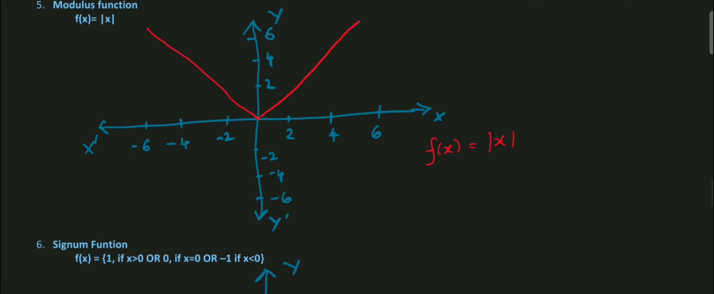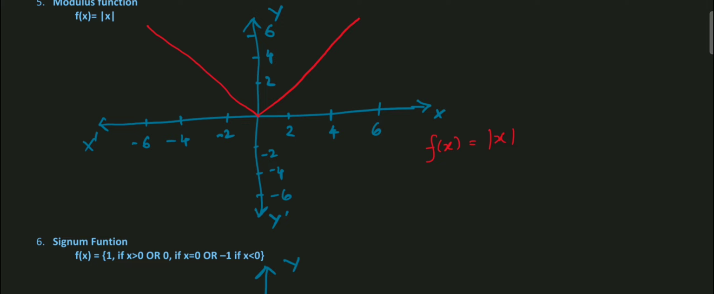Then comes the modulus function, where the sign of x will get removed. It will become positive. It can be minus or plus, whatever it is, only the values are retained, and this is how the visual representation looks.